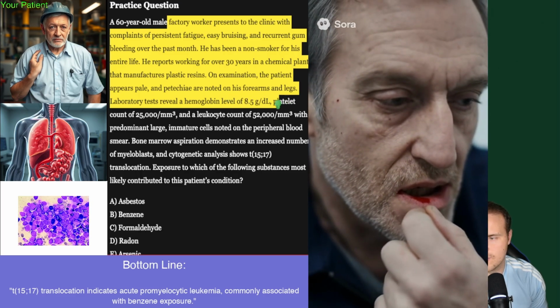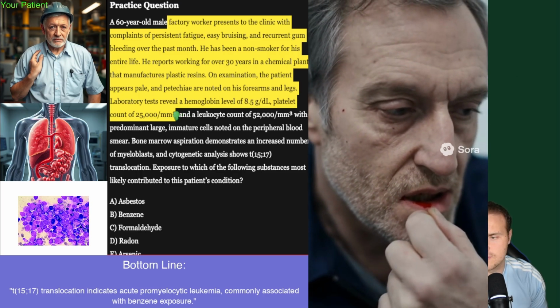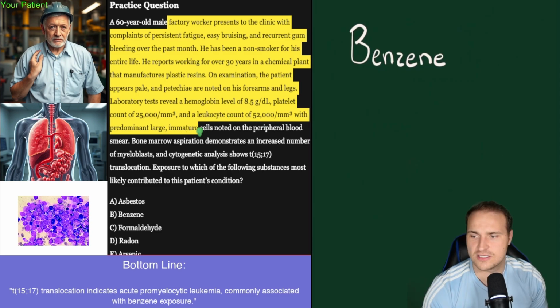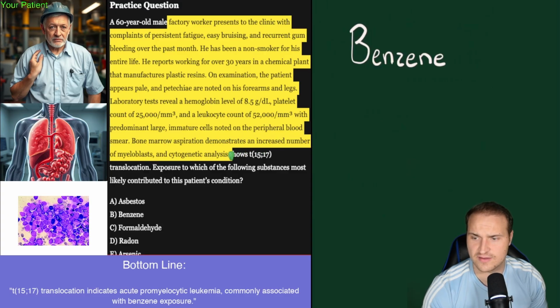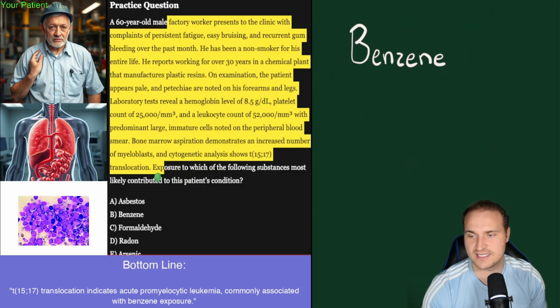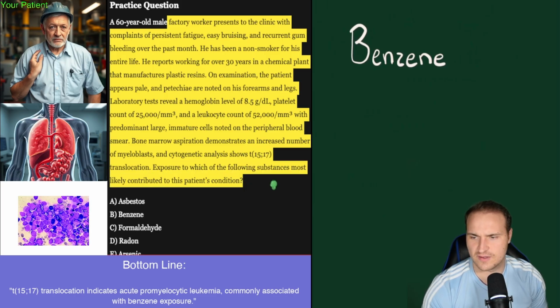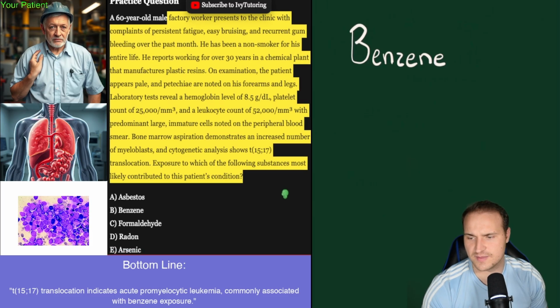Lab shows hemoglobin of 8.5, platelet count of 25K, leukocyte count of 52, with prominent large immature cells noted on the peripheral blood smear. Bone marrow aspiration demonstrates an increased number of myeloblasts, and cytogenetic analysis shows a t(15;17) translocation. Exposure to which of the following substances most likely contributed to this patient's condition?